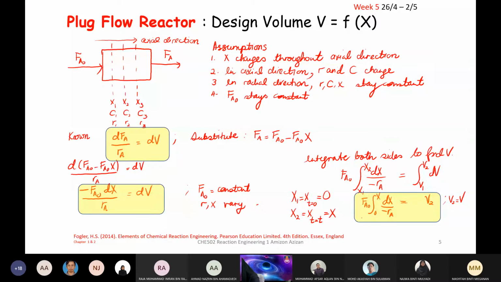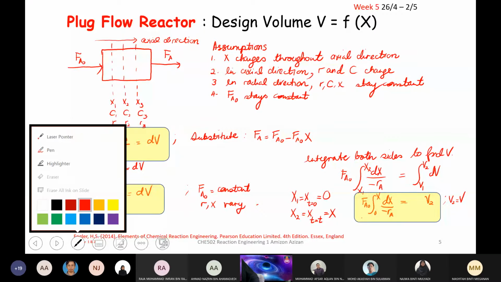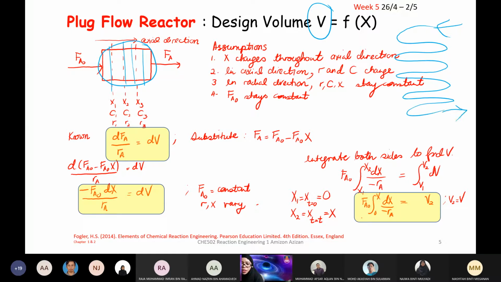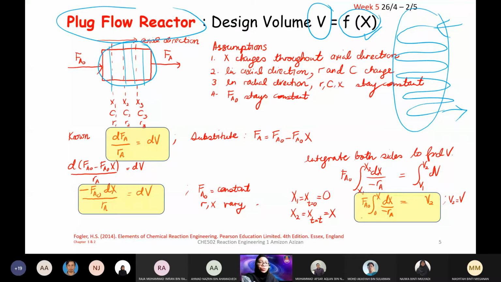As you know, the plug flow reactor volume will change as it goes to the outlet, so the volume will increase, and what we want to know is the total volume needed for the stream flowing from the inlet to outlet. So we need to know the total volume. In this case, we are going to derive the total volume for the plug flow reactor as a function of the conversion x.